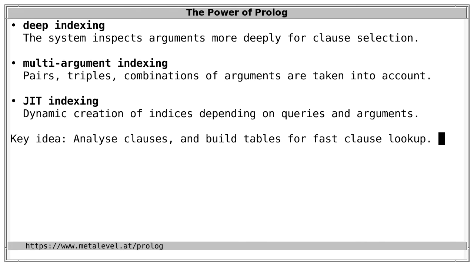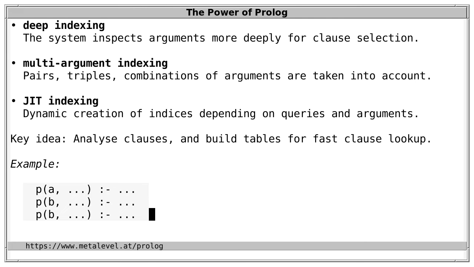Namely, the clauses are analyzed and the Prolog system creates fast lookup tables to quickly determine which clause heads unify with a query. For example, suppose we have a new sample predicate p and a clause where the first argument is the atom a, followed by any other arguments and any clause body. And a second clause where the first argument is the atom b, and a third and last clause where the first argument is also b. Then for fast lookup, the system may, for example, build a hash table that states if the first argument is the atom a, then only the first clause is applicable.